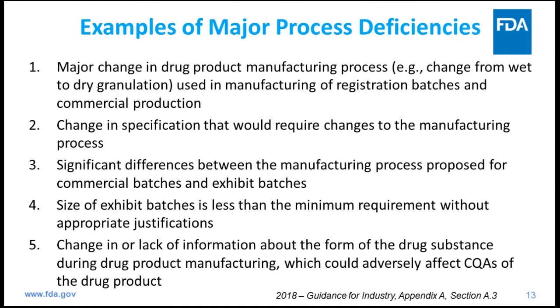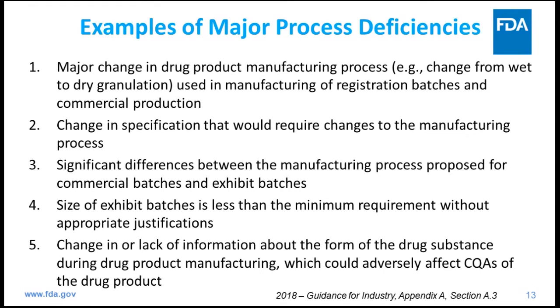Number one, I'm not going to read through them. Just want to point out, you might be confused about number 1 and number 3. What is the difference? One is a major change in the drug product manufacturing process. The 3 is significant differences between the process proposed for commercial batches and the exhibit batches.